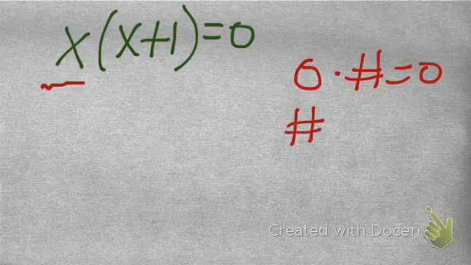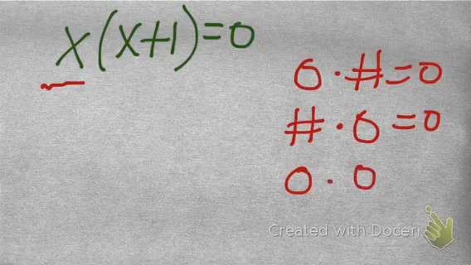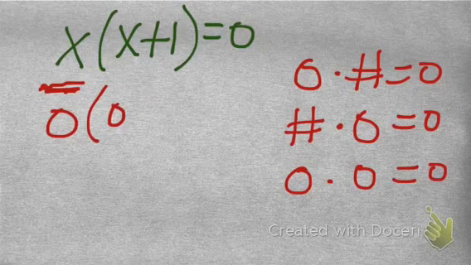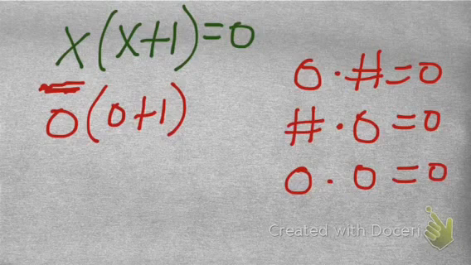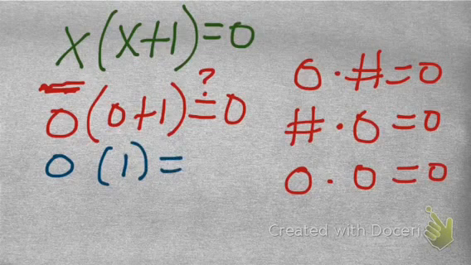Or I could start with a number like 3, and if I multiply it by a 0, I could get 0. Or if I have 0 times 0, I get 0. Those are the 3 different ways I can get 0 by multiplying. And to get the first one, I'd have to have x be 0. And then if I plug in 0 for x everywhere, I have 0 times 0 plus 1. And then I'm asking, does that equal 0? Well, yeah, it does, because 0 times 1 is 0.